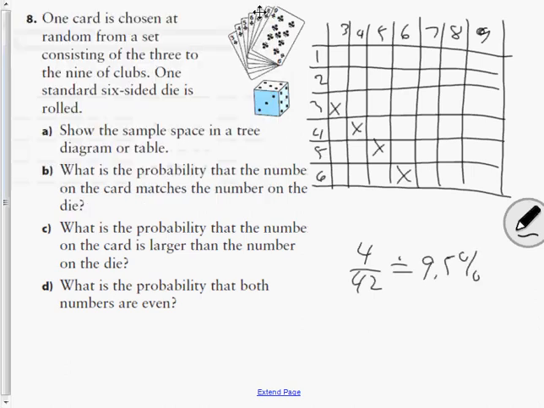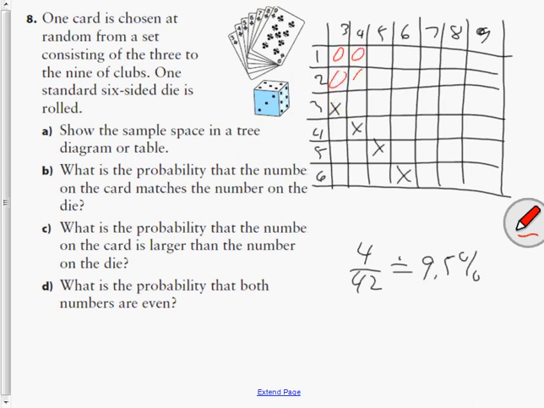For C, it says what's the probability the number on the card is larger? So here's our cards up here. So 3 is larger. I'll do it with red circles. So this 3 is larger than this 1. So therefore, this is going to be bigger. This is going to be bigger. But right here, that's actually the same size as 3. So we're not going to circle that.